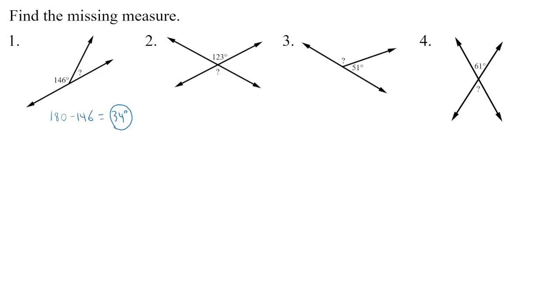On number 2, one angle is 123 degrees and you're asked to find another. The two angles are vertical angles. Vertical angles are congruent. Therefore, if one angle is 123 degrees, the other has to be 123 degrees.